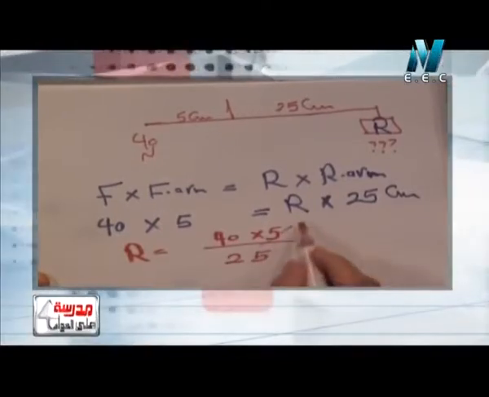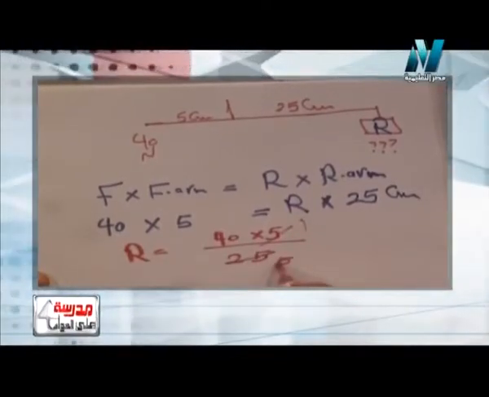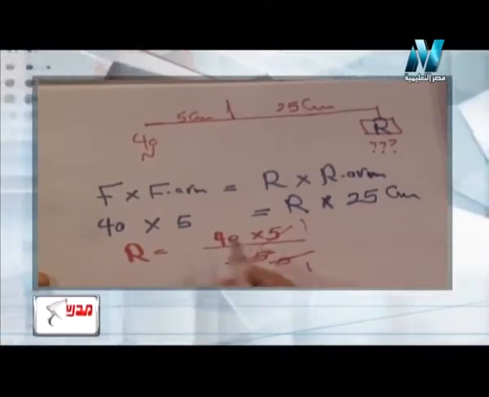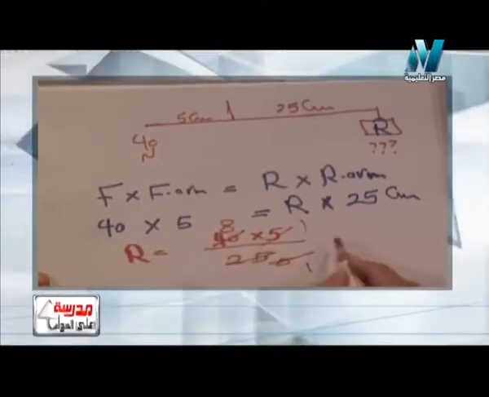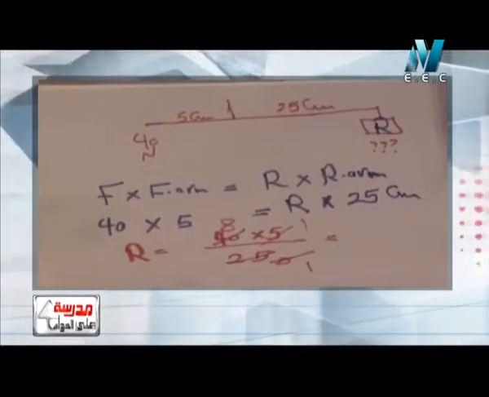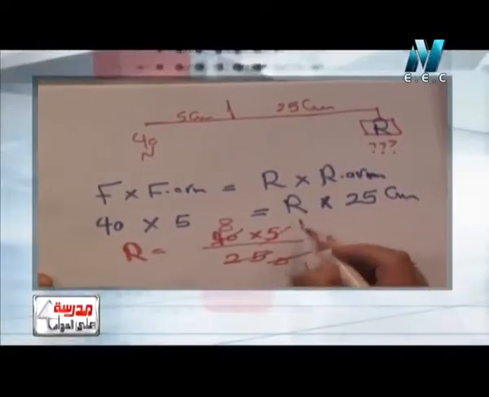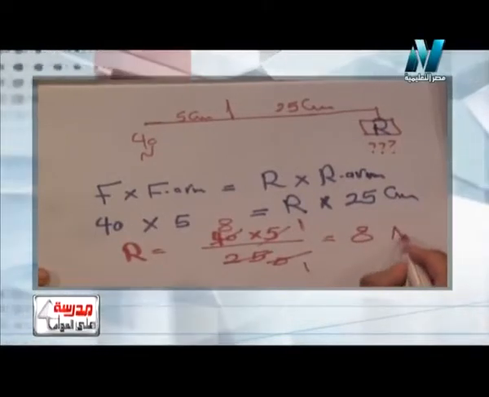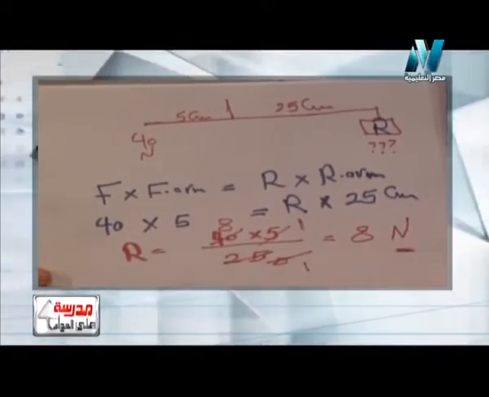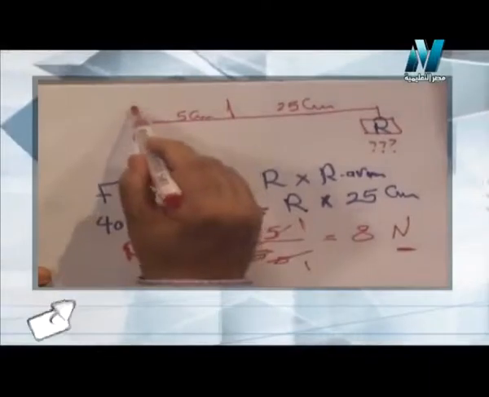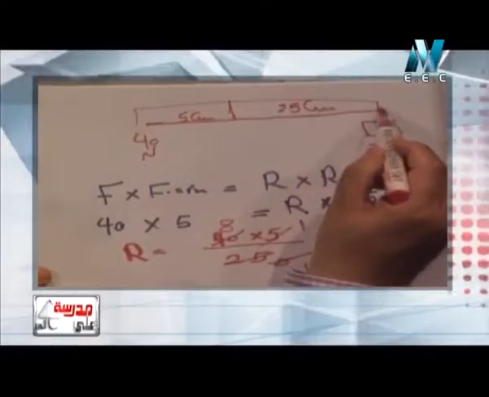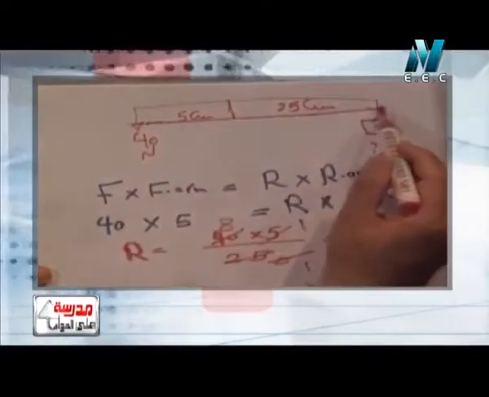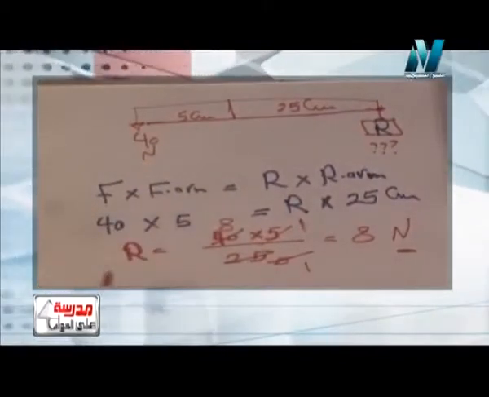Divide 5 by 25 equals 5, then 40 divided by 5 equals 8. I know all of you use a calculator, but I want to answer them without a calculator. So it will be 8 what? 8 Newton, because both effort force and resistance are measured by the same unit, which is Newton.